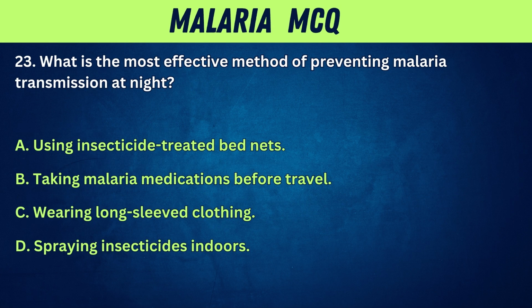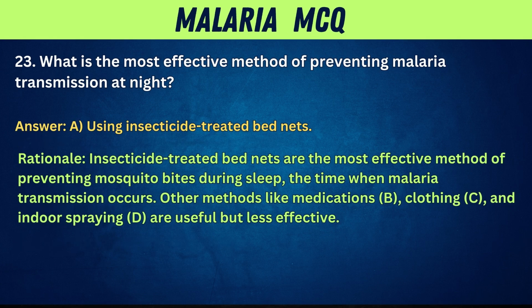23. What is the most effective method of preventing malaria transmission at night? A. Using insecticide-treated bed nets. B. Taking malaria medications before travel. C. Wearing long-sleeved clothing. D. Spraying insecticides indoors. Answer: A. Using insecticide-treated bed nets. Rationale: insecticide-treated bed nets are the most effective method of preventing mosquito bites during sleep, the time when malaria transmission occurs. Other methods like medications, B, clothing, C, and indoor spraying, D, are useful but less effective.